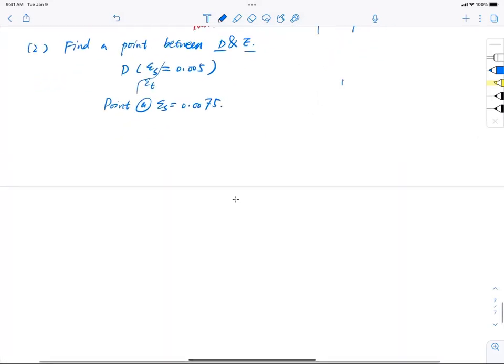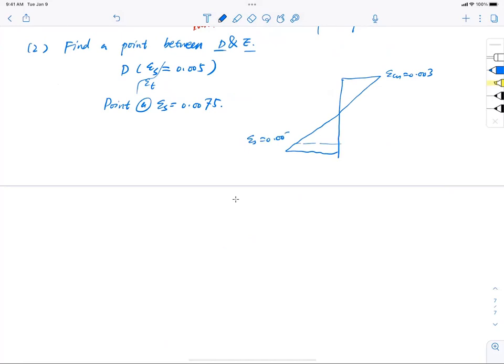So on the right-hand side, I'm going to draw my strain diagram. Epsilon cu for concrete equal to 0.003, and strain in the steel right here, epsilon s, equal to 0.0075. All right, not inches, bad habit. Okay, and I am going to find out the compressive zone c, and on top of that, I'm going to find out epsilon s prime, which is the compressive strain.